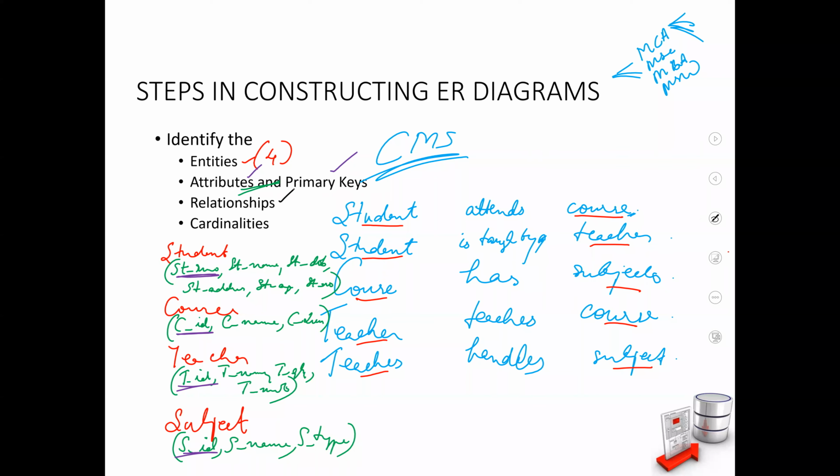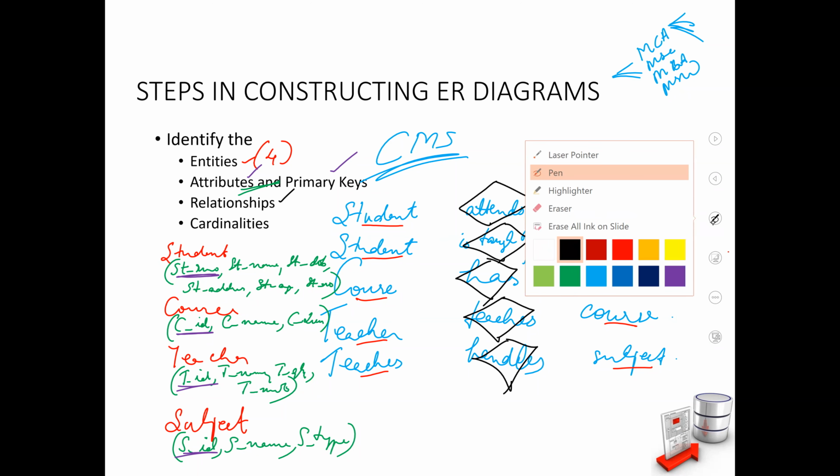relationships. Now identifying relationships is very, very easy if you write it in a 3-word sentence like I told you. So look here, your story. Student attends the course. So attends, that is a relationship. Taught by, that is a relationship. Has, teaches, handles. So all these are relationships. You will get a relationship only if you write a simple story like this. That is the best way to get relationships. So I have even identified my relationships.